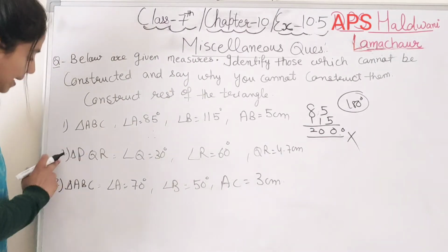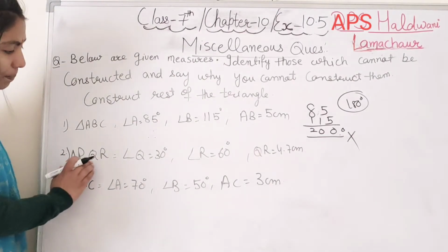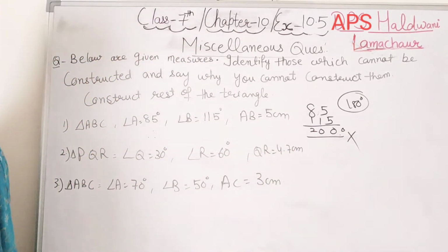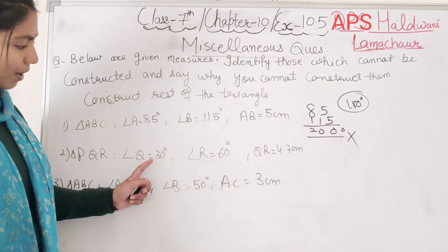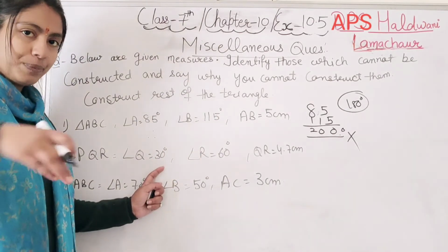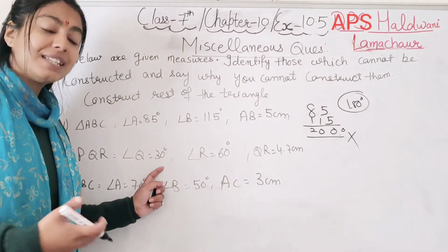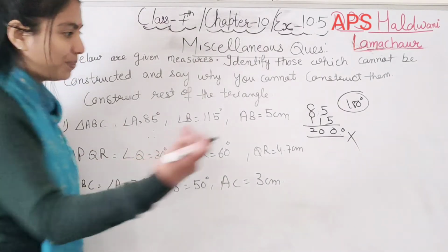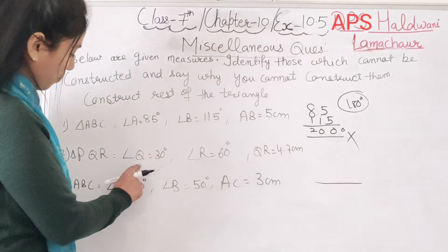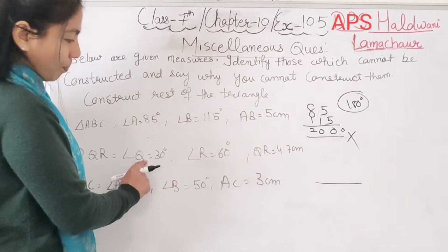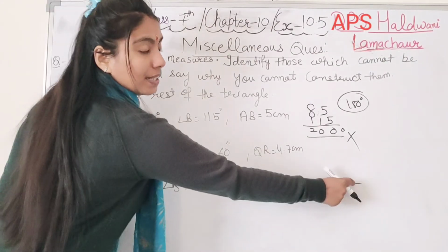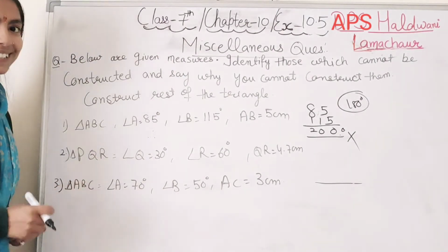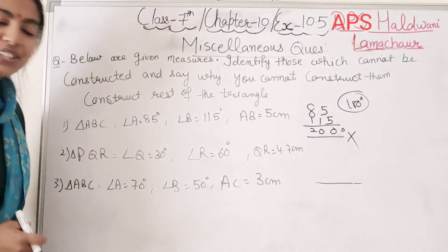Right, students? Coming to our second part, triangle PQR, angle Q is 30, angle R is 60, and QR is 4.7 centimeters. Is it possible? Yes, it is possible. How? 60 plus 30 is 90 degrees. It means the remaining angle will be 90 degrees only. So it is a right angle triangle, so it is possible. And how to make it? Everyone knows how to make it, students. First of all you make the baseline QR, from point Q 30 degrees, from point R 60 degrees. Where both lines meet, that point will be point P. Right? So this you can make.